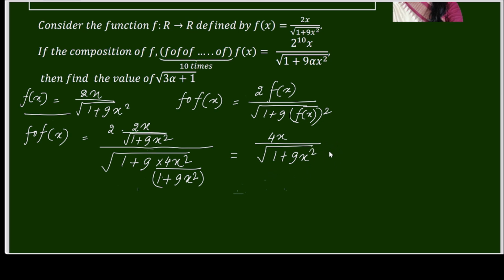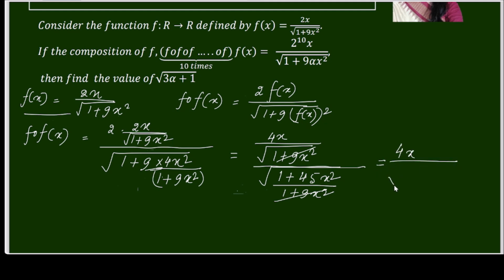And here, 1 plus 9x squared plus 36x squared gives 1 plus 45x squared over 1 plus 9x squared. This square root will be cancelled. We are getting 4 times x over 1 plus 45x squared.